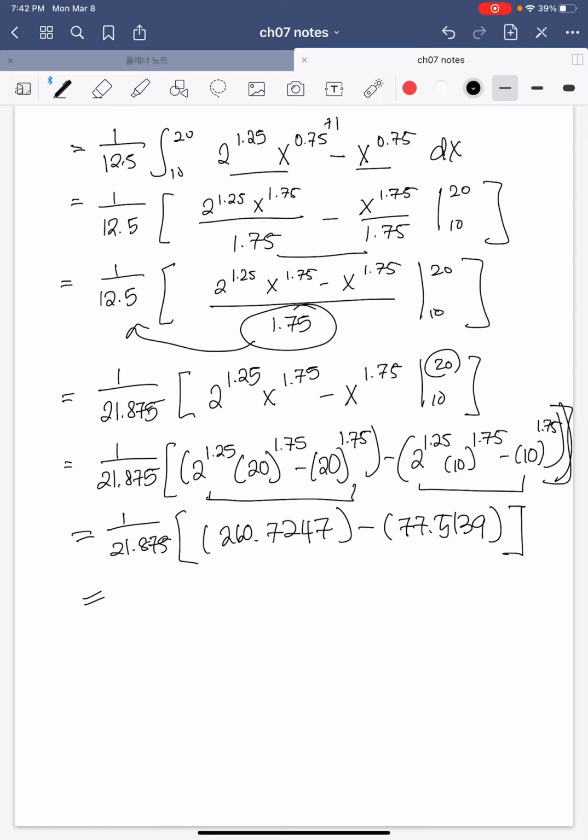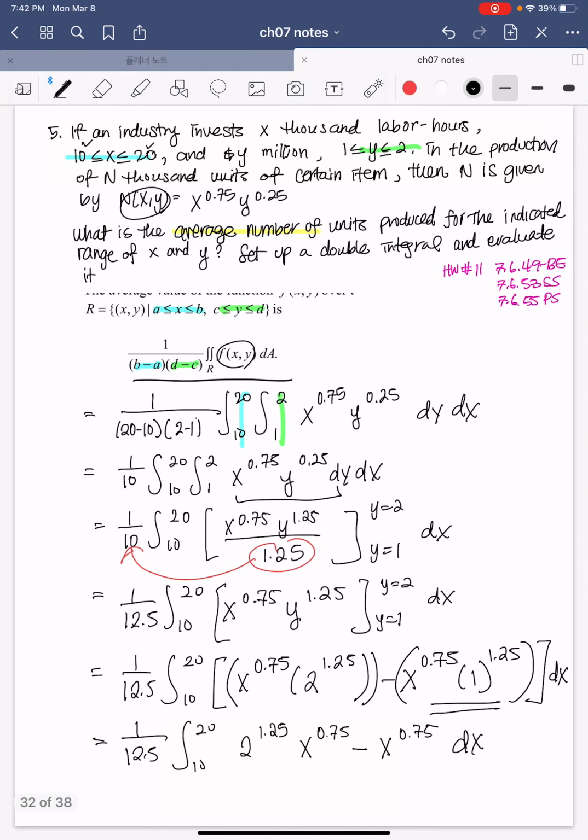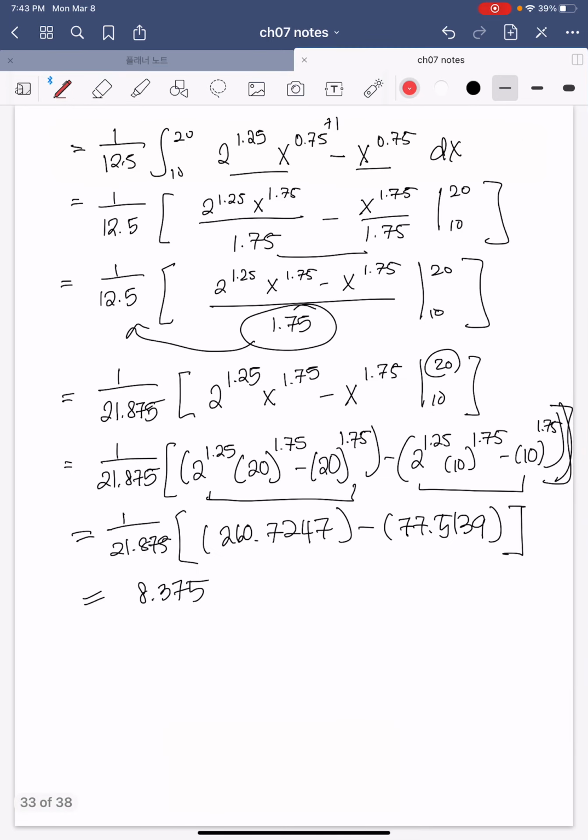Let's subtract and divide by the whole thing. Final answer, I get 8.375. So let's just double check. We have a unit of thousands. So it's really not 8.375. It is about moving 3 decimals to the thousands place, 8,375 units. Okay, all right, that's it.